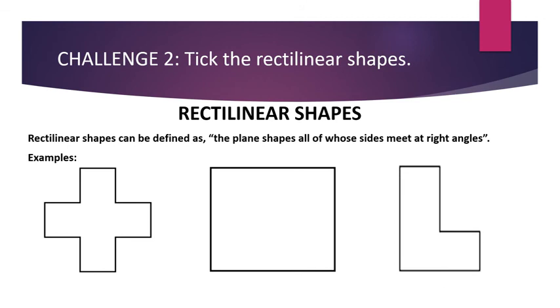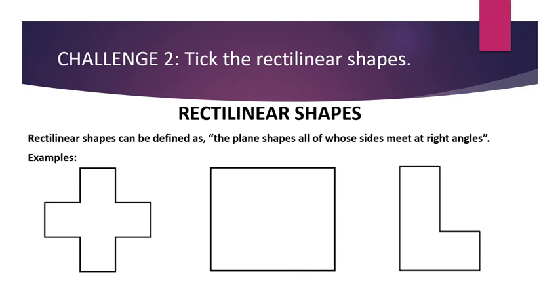Now this L shape, you can see this is a plane surface from all sides, and from here it is making right angle, from here it is making right angle, from here it is making right angle. So it means that it is a rectilinear shape.